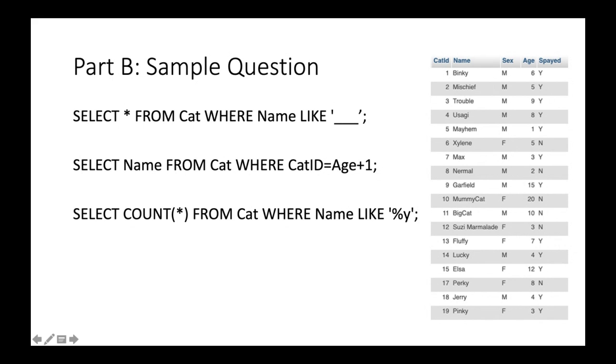Okay, time is running fast. So I will answer this for you. So the first one, select asterisk from cat where name like 3 underscores, which means that you select a cat whose name has 3 characters. So the answer here will be the one with 3 characters in the name.